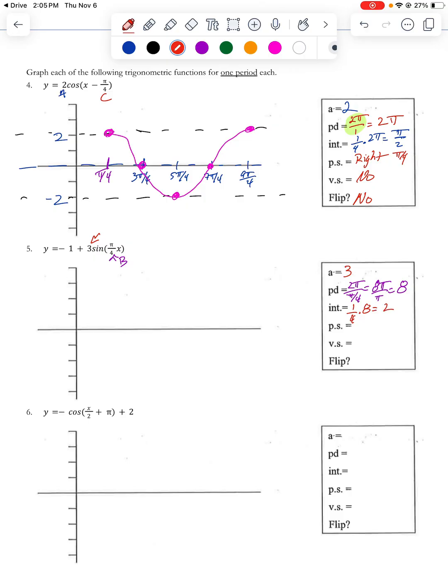Notice there aren't any pi's here. There's no pi in our period, there's no pi in our interval, and that's okay. That's not a big deal. That's not the end of the world. That actually makes our life easier. Is there a phase shift? No.